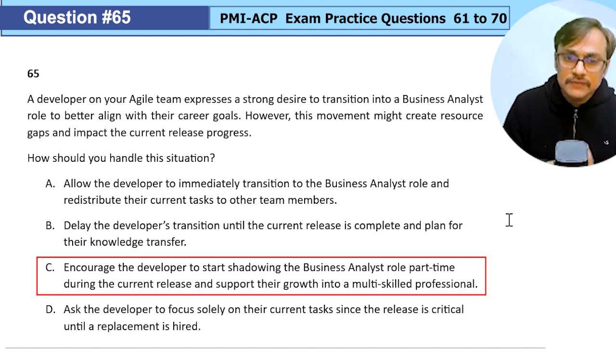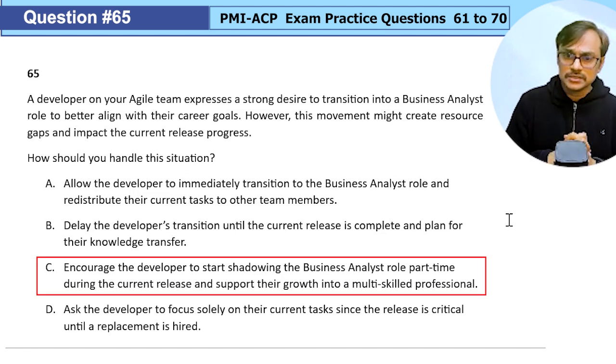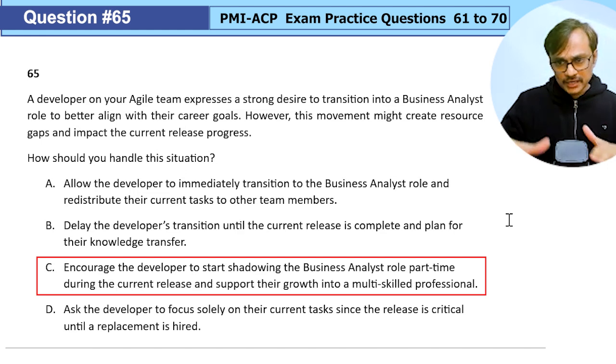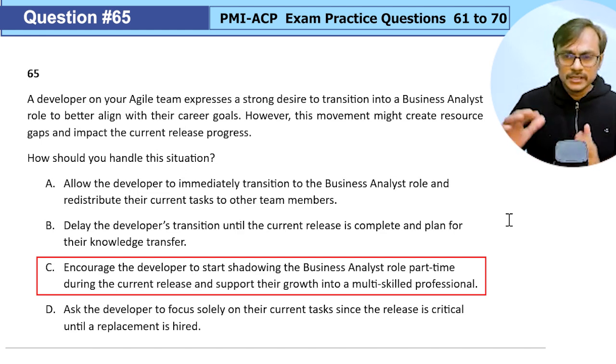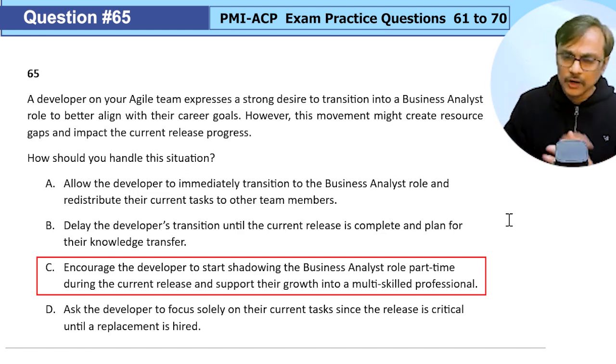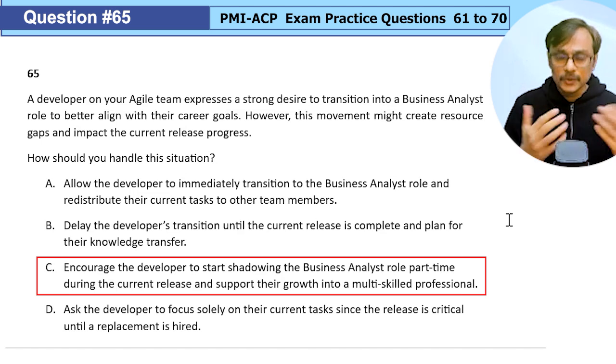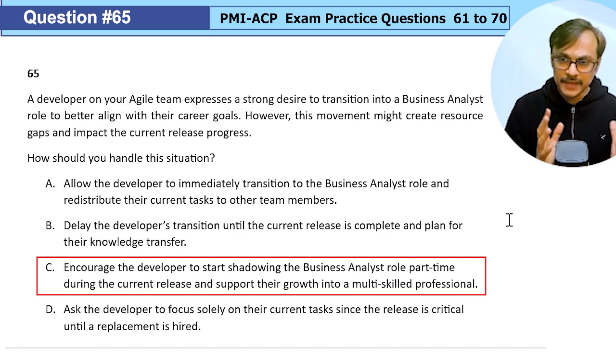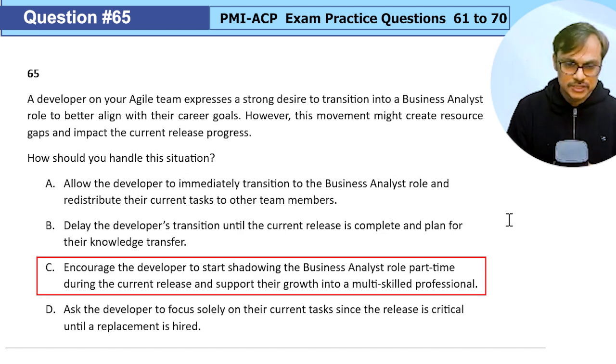Option C, encourage the developer to start shadowing the business analyst role part-time during the current release and support their growth into a multi-skilled professional. That looks like a balanced one. We are saying, okay, you start building in the current release and you will develop the skill and then we'll see how we move forward. Looks like a good idea because I'm appreciating the concern and I'm not jumping to disturb my current release goals as well.